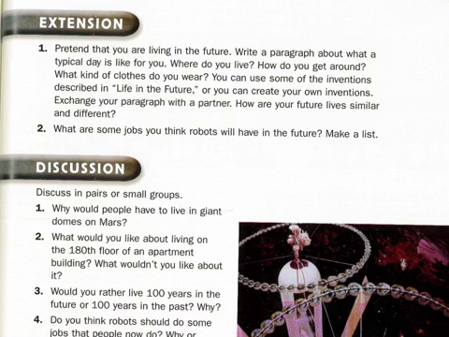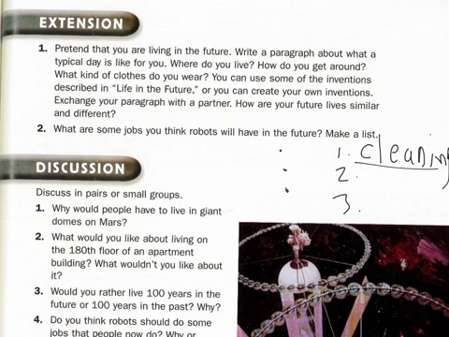And second one, what are some jobs that you think robots will have in the future? Make a list. What is a list? A list could be bullets. It could be numbers. Make a list. I really hope that robots will be doing this in the future. Cleaning. Okay. I just bought a robot vacuum cleaner, which is pretty cool. My dog doesn't like it though, but I think it's pretty cool. I turn it on and it vacuums the floor.